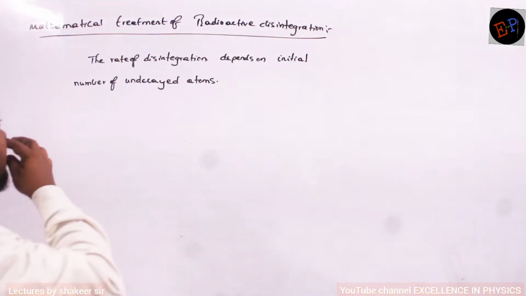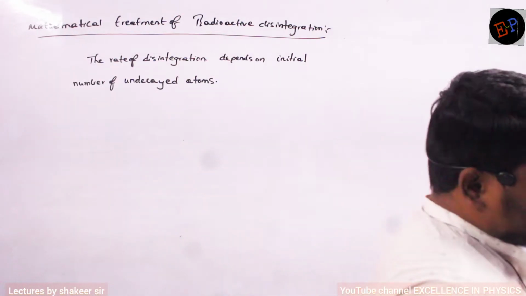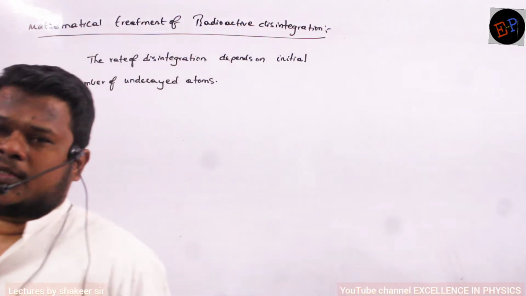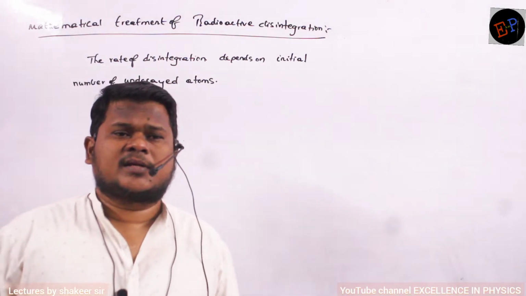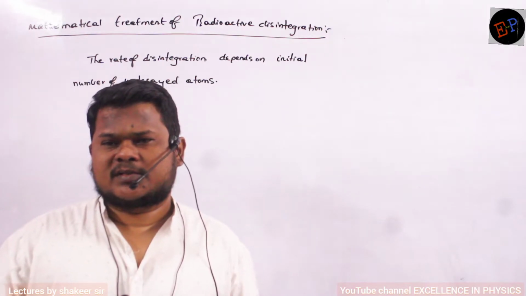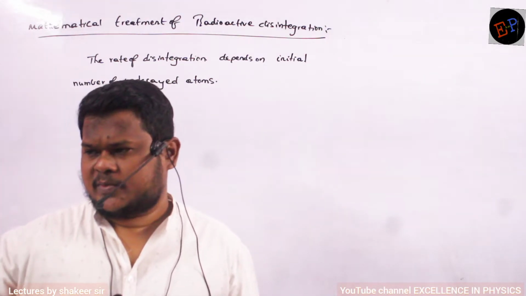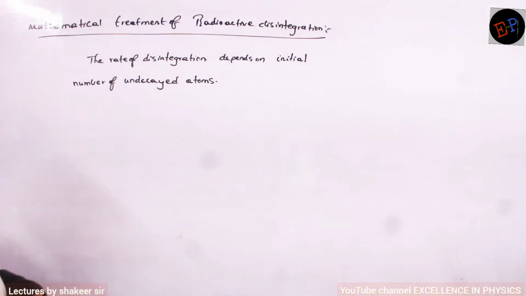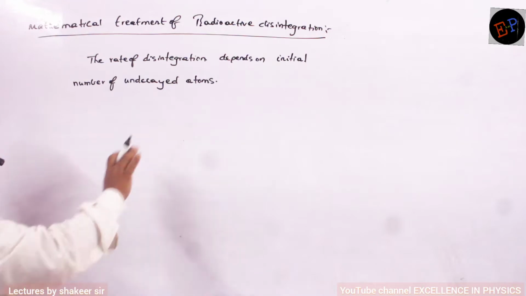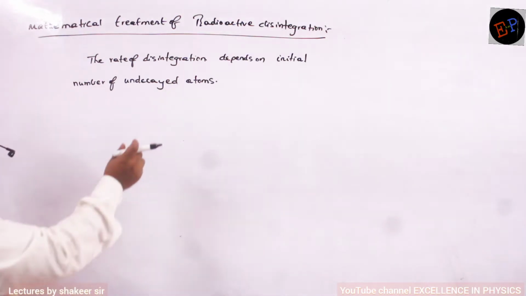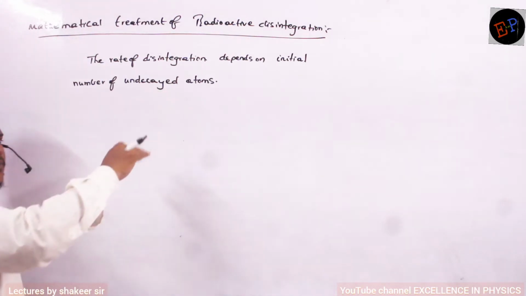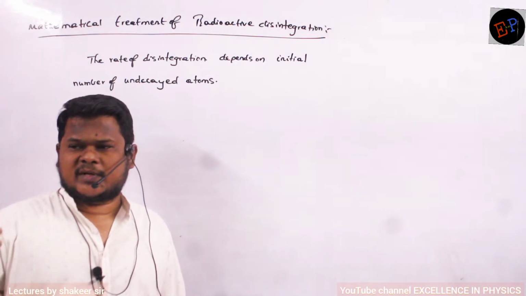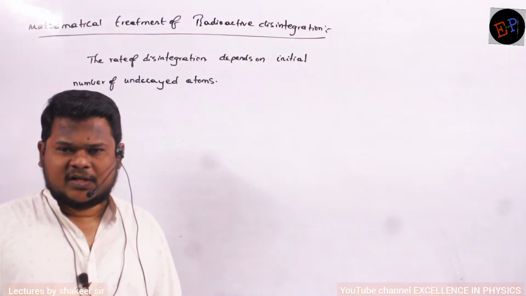So next, what we are studying: the last statement we wrote in Rutherford's laws is that the rate of disintegration depends on the initial number of undisintegrated atoms. From that statement, we will try to derive some mathematical conclusions. If more atoms are present which have not released alpha, beta or gamma, then the rate of emission of alpha, beta and gamma will also be greater.